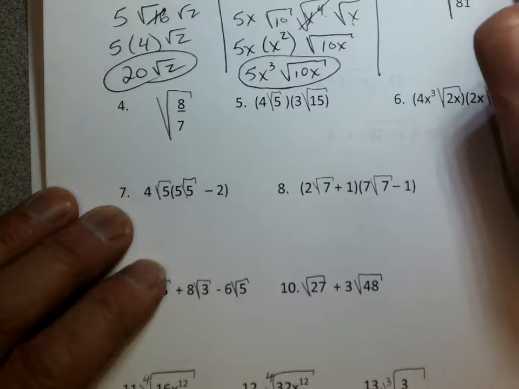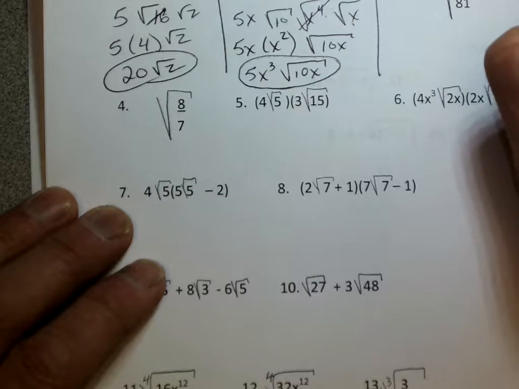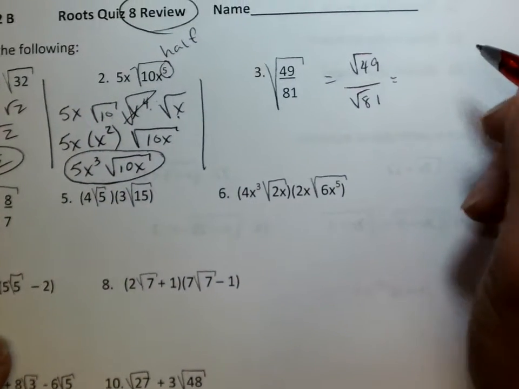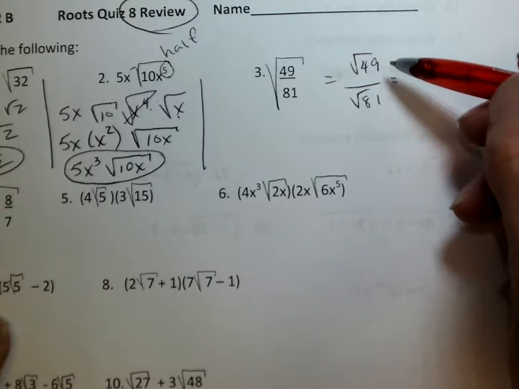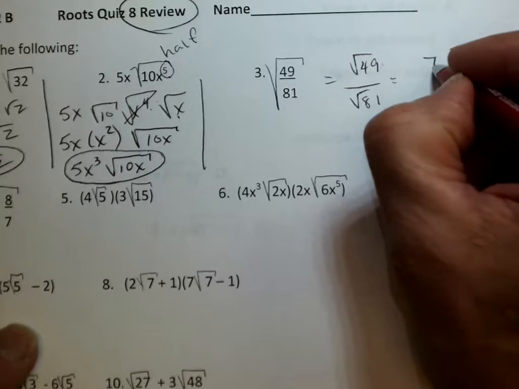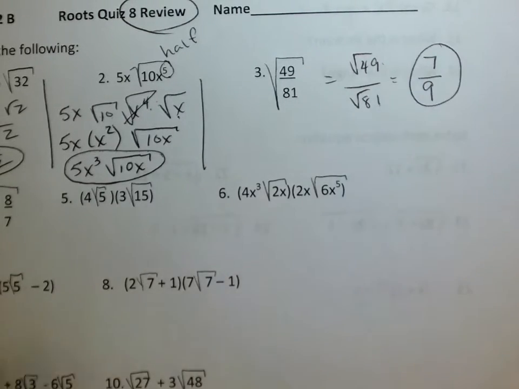Number 3 is pretty easy. It's just going to be the square root of 49 over the square root of 81. The reason I say it's easy, because they're both, thank you Megan, that's your job. I appreciate you, I do. The reason I say it's easy is because they're both perfect squares. The square root of 49 is 7, and the square root of 81 is 9, and so it's just 7 ninths, okay?